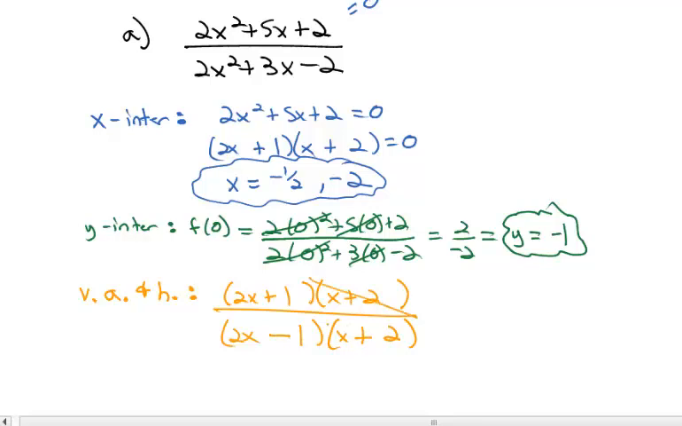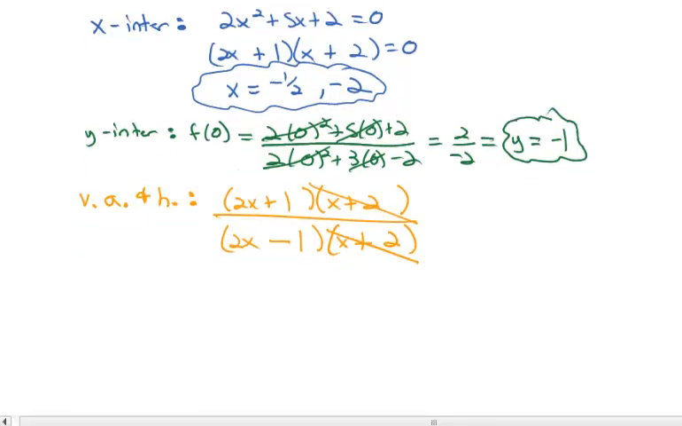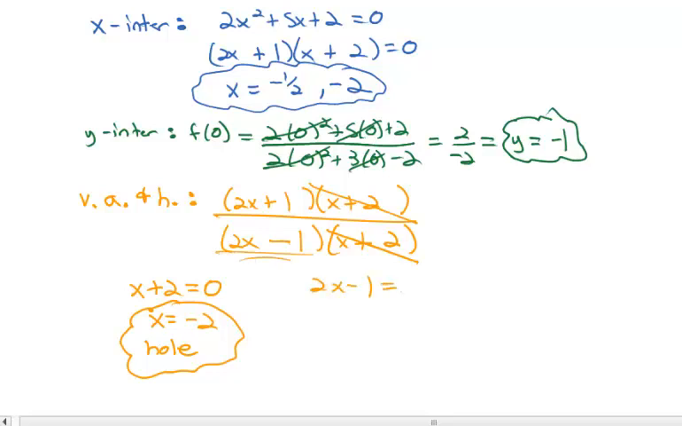When we do that, the x plus 2's divide out, which means the x plus 2 equals 0 divided out. So x equals negative 2. There is a hole, because it divided out, a hole at negative 2. The other denominator factor, 2x minus 1, is going to create our vertical asymptote. So if we solve that one, we get 1/2 is the vertical asymptote. So this graph has a hole, and this graph has a vertical asymptote.